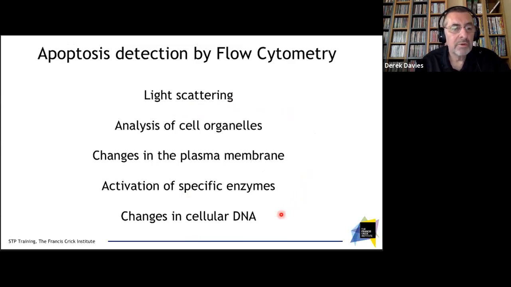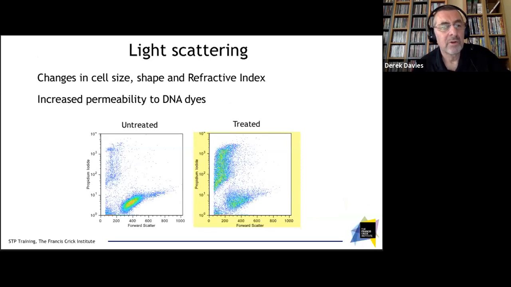Now, which one you use, I'll try to come back to near the end, but it's probably true to say already at this point that there is no one method that will always pick up apoptosis in all circumstances in all cells. Okay, so it may be that we might have to look at several different ways. So one very simple way to look at cell death is the way cells scatter light.